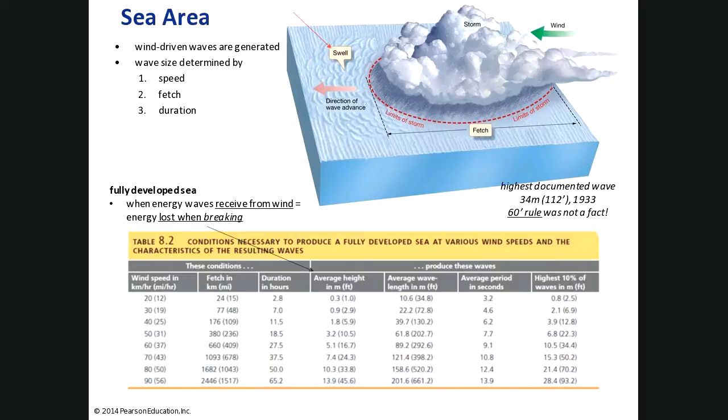So the average wave height is about a foot at 20 miles an hour, and that's when the waves are going to start breaking at that point. That's when the energy of the force of the wave received from the wind is lost when it's breaking.